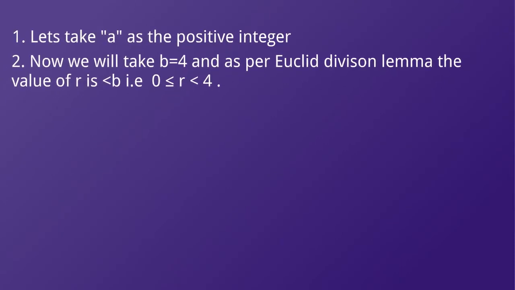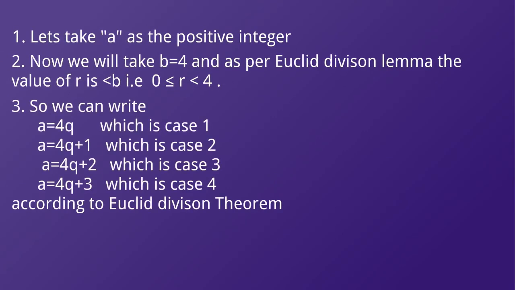Step 3. So we can write a equals 4q, which is case 1, a equals 4q plus 1, which is case 2, a equals 4q plus 2, which is case 3, a equals 4q plus 3, which is case 4, according to Euclid division theorem.